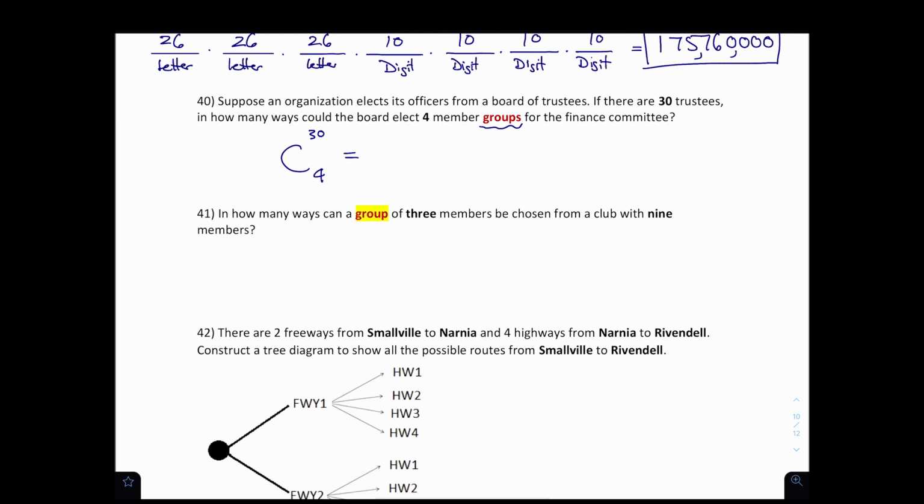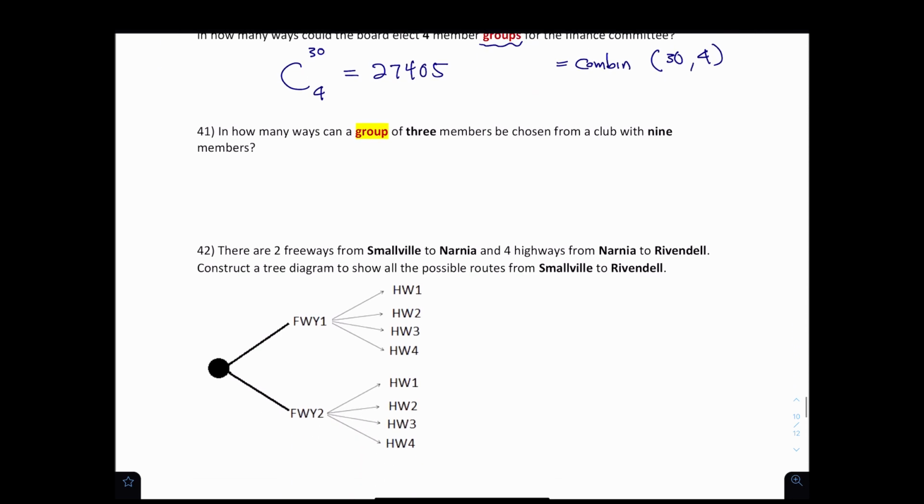And if you use the combin parentheses 30 comma 4, you will get your answer of 27,405. So that will be your answer. In how many ways, for number 41, can a group of 3 members be chosen from a club with 9 members? Again, basically you're trying to figure out how many 3-member groups you can make out of 9 members. That's just a question of combination, 9 choose 3, which gives you 84, which is combin 9 choose 3.